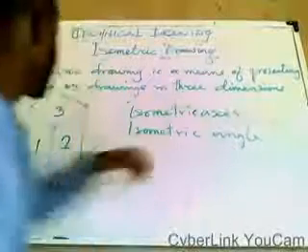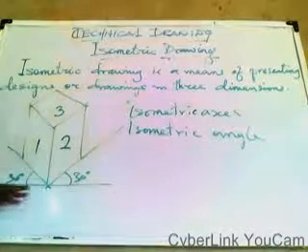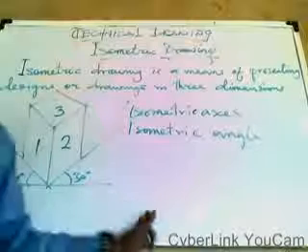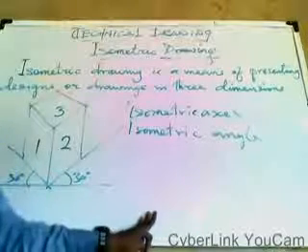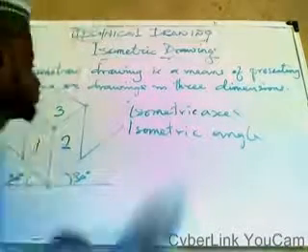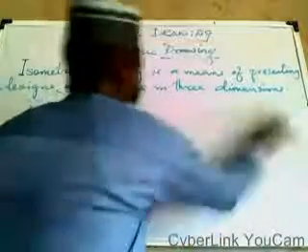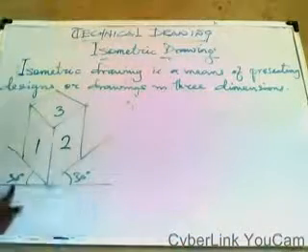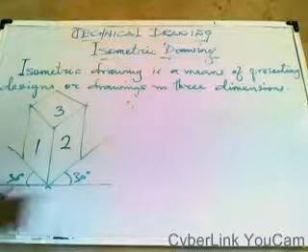So, in isometric drawing, before you can start the drawing of any block in isometric, you must first of all determine the angle that you are going to use. And the angle you are going to use is 30 degrees, and 30 degrees at the other side.